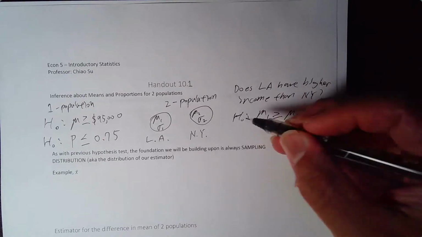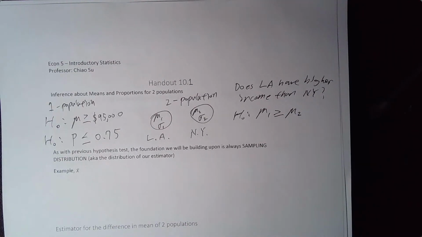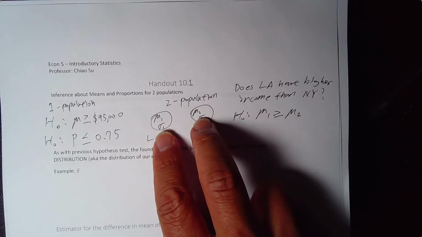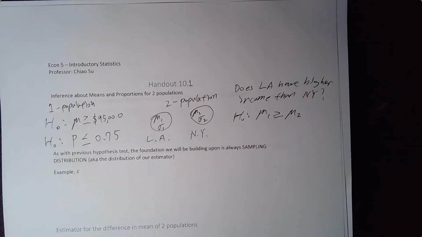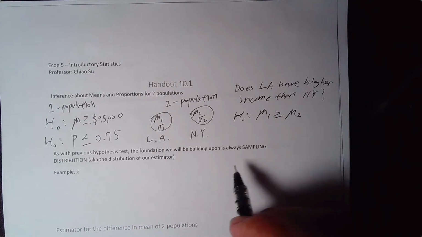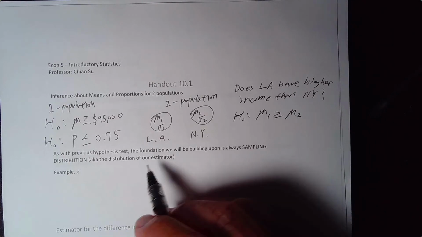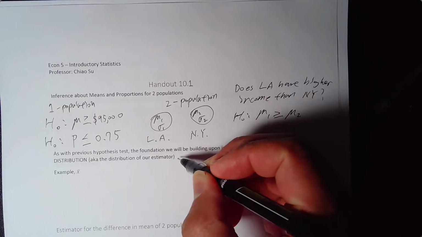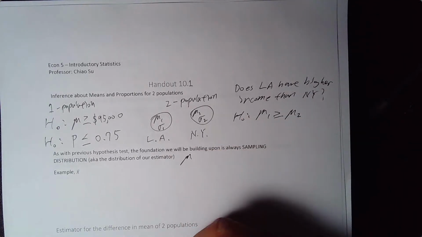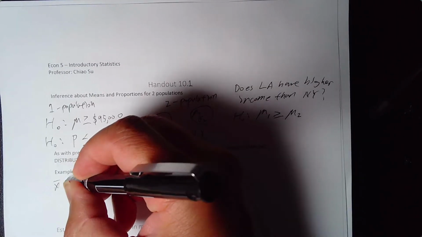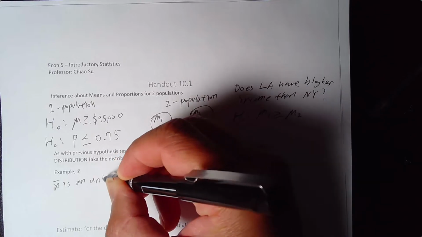Now we're going to take the same concept from our hypothesis test and apply it to make inferences about parameters in two populations instead of just one. In our previous hypothesis tests, the foundation we build upon is always the sampling distribution. First we create an estimator. We're trying to ask questions about mu, therefore we create an estimator called x bar.